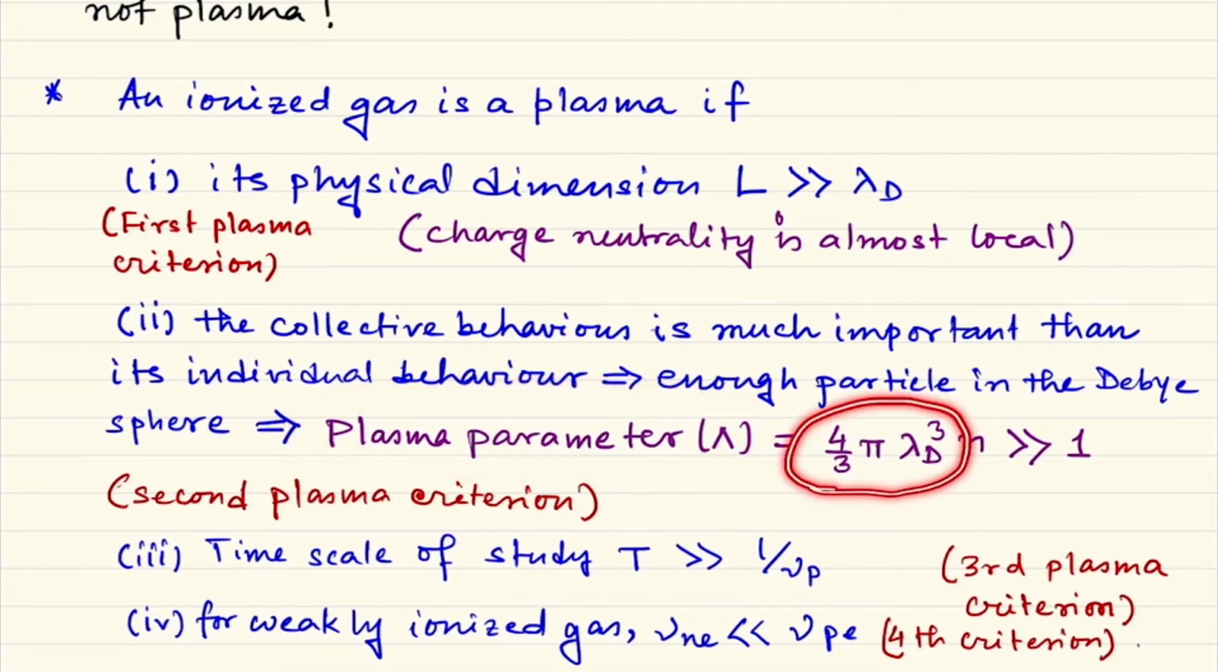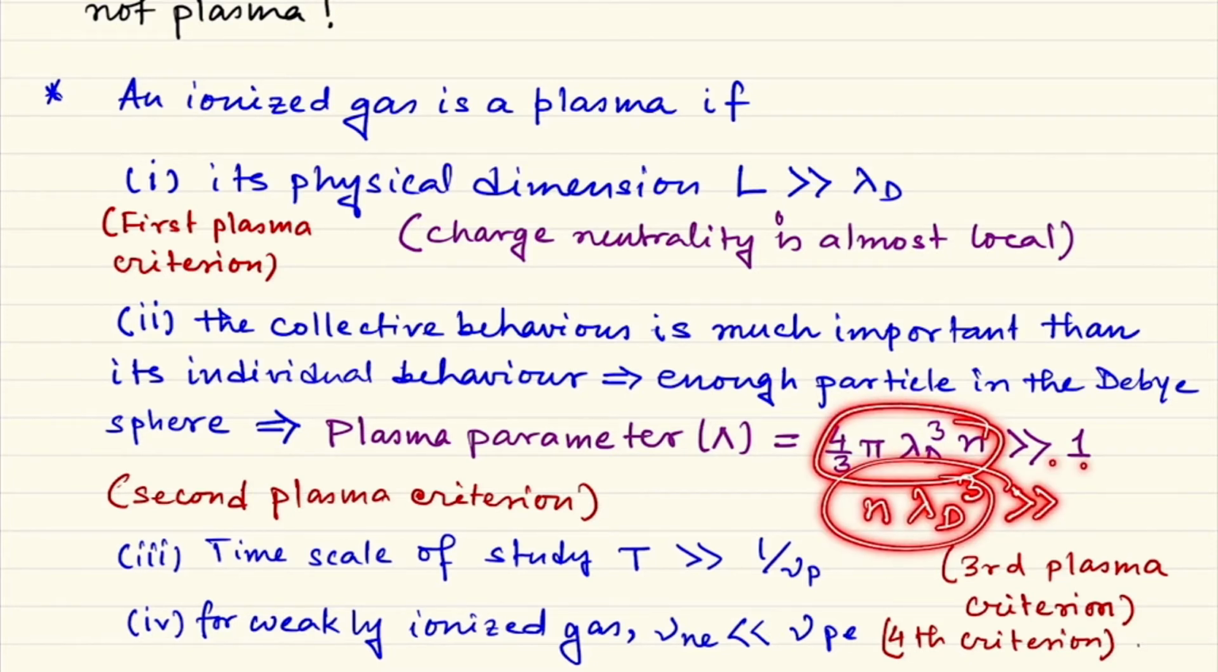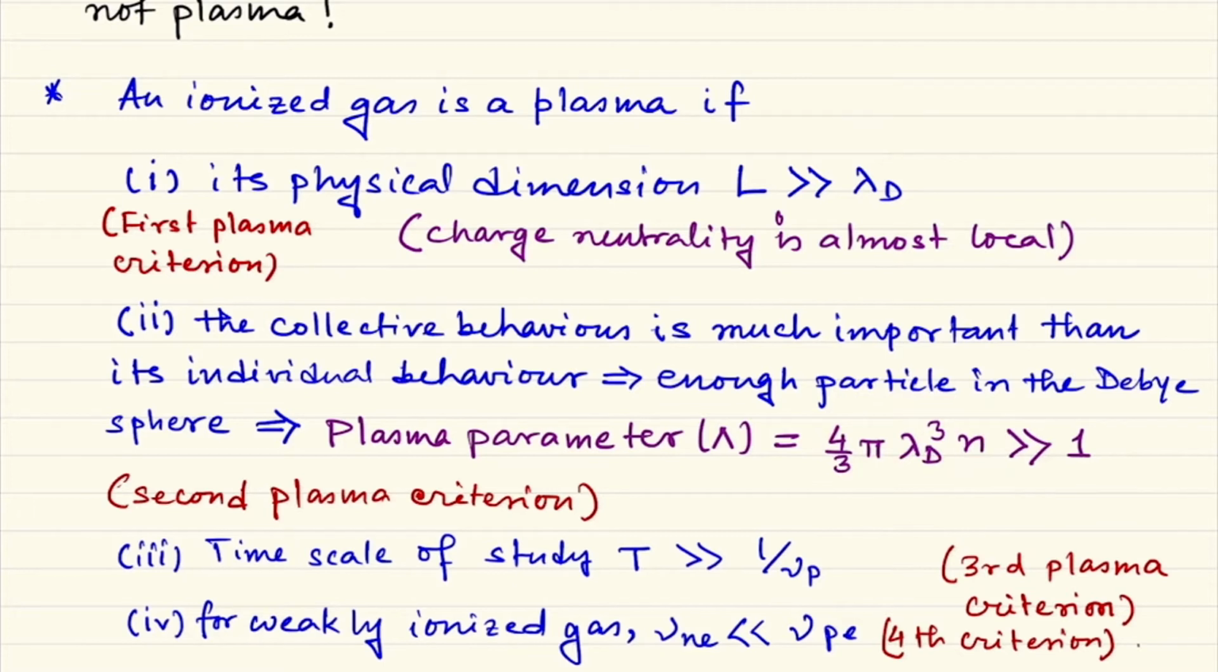So the volume of the Debye sphere is 4/3 pi lambda_D cube, and n is the number density. Sometimes you can see this as a plasma parameter. In several books it is simply written as lambda_D whole cube. That you can also write as the plasma parameter, but whatever it is, it is just a matter of convention. In both cases, this one or this one should be very, very much greater than 1. So that is the requirement, and this is called the second plasma criterion.